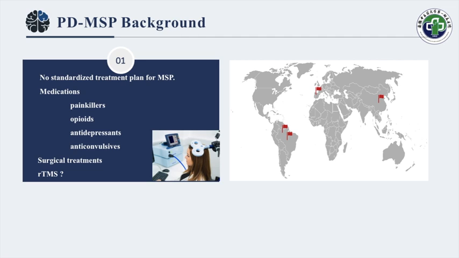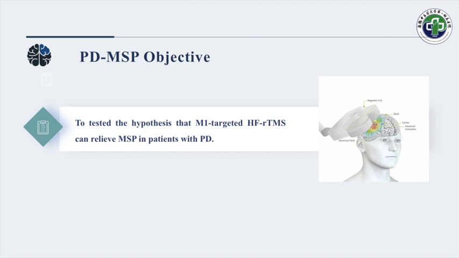So we want to test if M1-targeted high frequency rTMS can relieve MSP in PD patients. Before the trial, there were 4 studies registered on clinicaltrials.gov, 2 from Brazil, 1 from France, and the last one is our study. And this is our objective. The basic idea is very simple. We just want to test the hypothesis that M1-targeted high frequency rTMS can relieve MSP in PD patients.